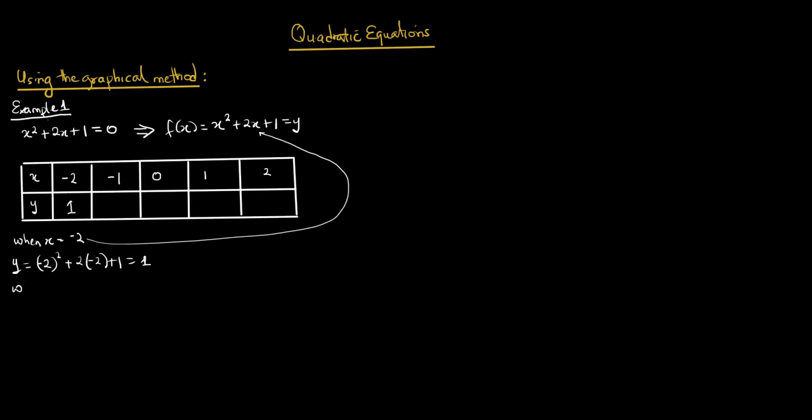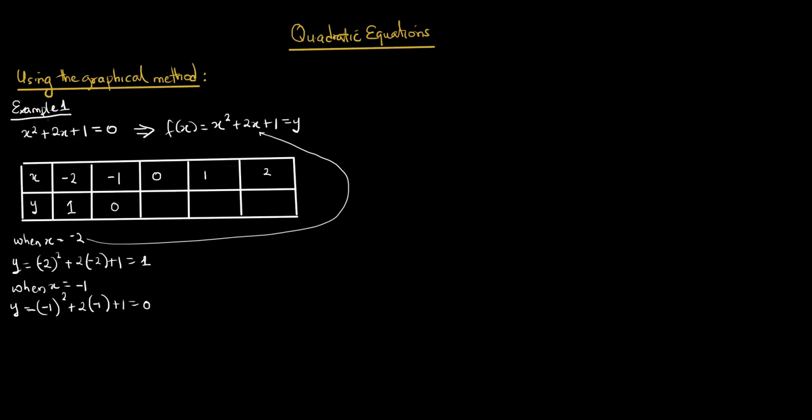I do the same thing when my x is equal to -1. My y becomes, again, I do just that substitution into that equation: -1 all squared plus 2 times -1 plus 1. If I do that correctly, I should get a 0 there. I go into that table and I put it in there.